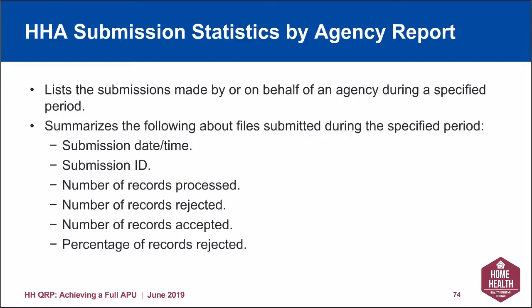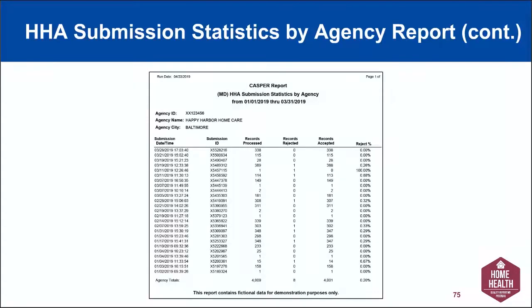This submission statistics by agency report can help you to identify a time frame in which the submissions were accepted or rejected. And again, this is information you can use when you match it with the trending information to have a better understanding of what operational process changes might be needed. This is what that report looks like on the page when you pull up your agency's information and print that out.